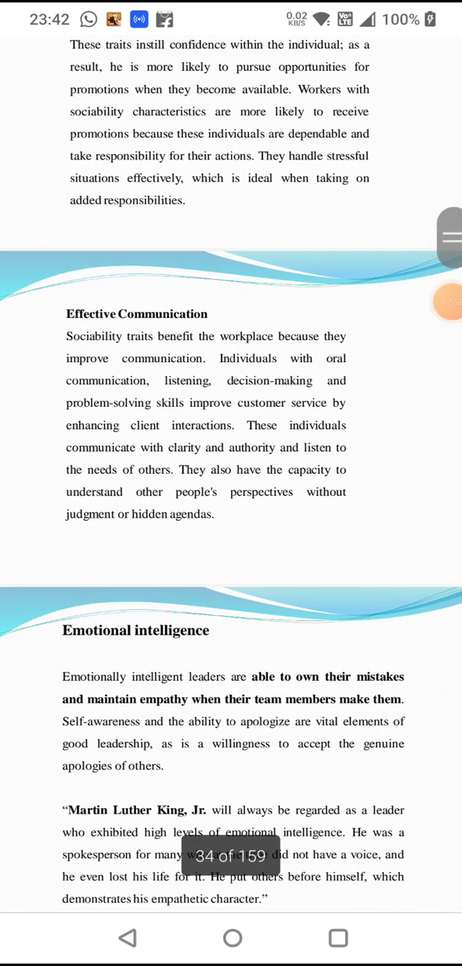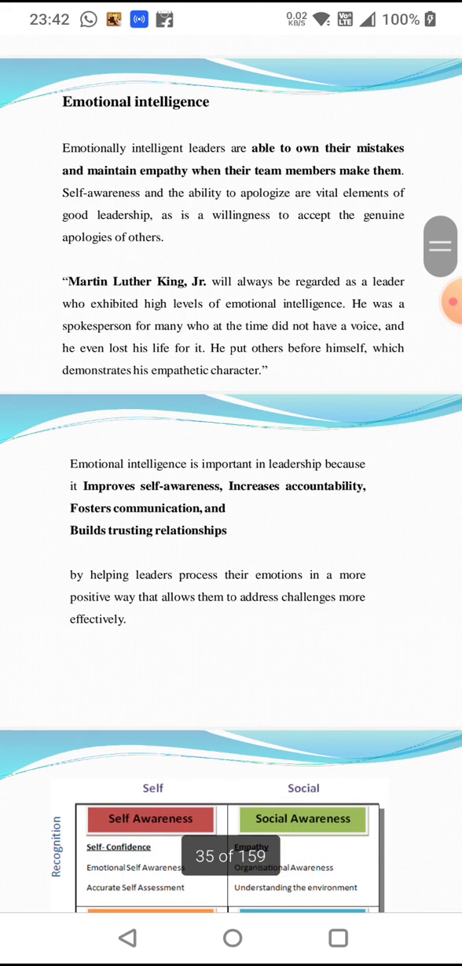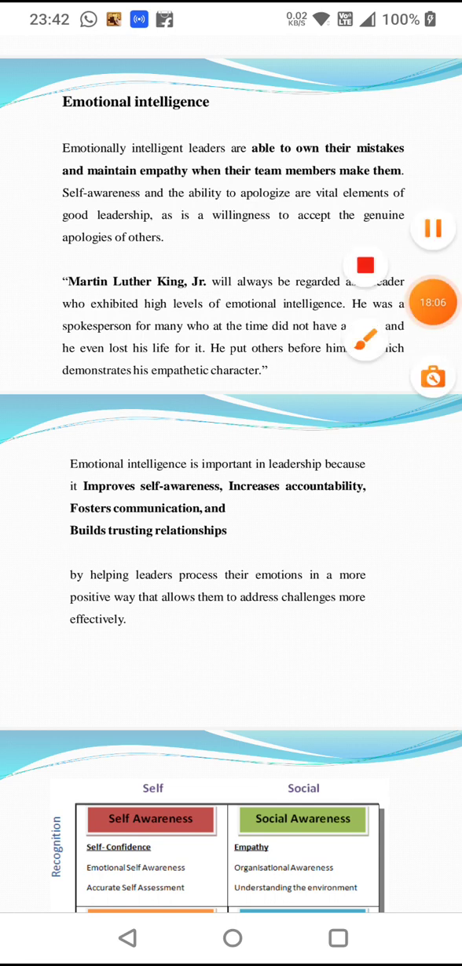Next, coming to emotional intelligence. So, what do you mean by emotional intelligence? Emotionally intelligent leaders are able to own their mistakes and maintain empathy when their team members make them. Self awareness and the ability to apologize are vital elements of good leadership, as is willingness to accept the genuine apologies of others. So, Martin Luther King Jr.